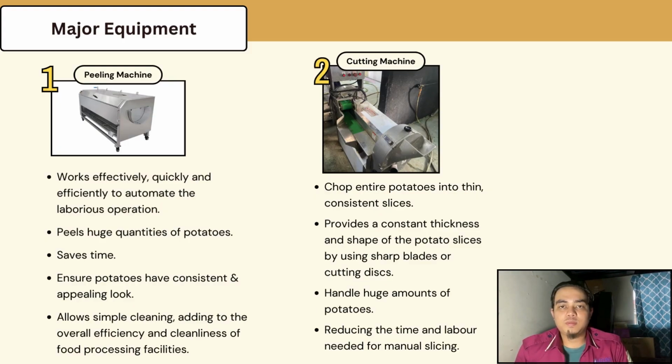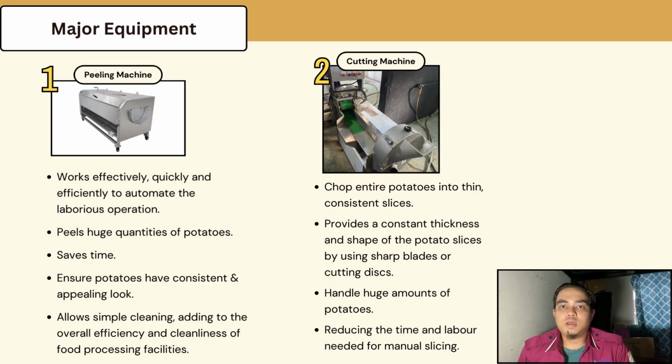For the major equipment used in potato chips production at Saleh Food Industries, the first is the peeling machine. This machine works effectively, quickly and efficiently to automate the laborious operation. It can peel huge quantities of potatoes at one time, so it can save time. It ensures the potatoes have a consistent and appealing look. And last, it allows simple cleaning, adding to the overall efficiency and cleanliness of food processing facilities.